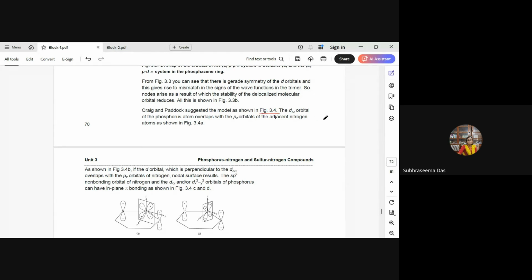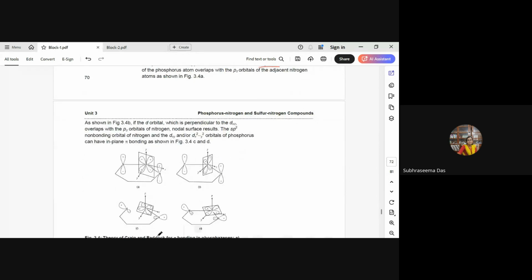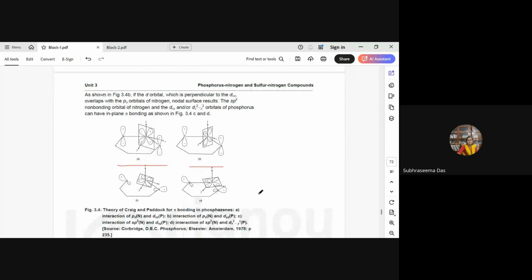Here the d extended orbital of the phosphorus atom overlaps with the pz orbitals of the adjacent nitrogen atoms, as shown here in 3.4a. Now if we look into 3.4b, the d orbital is perpendicular to the d extended, and it overlaps with the p orbital of nitrogen, that results in the node.